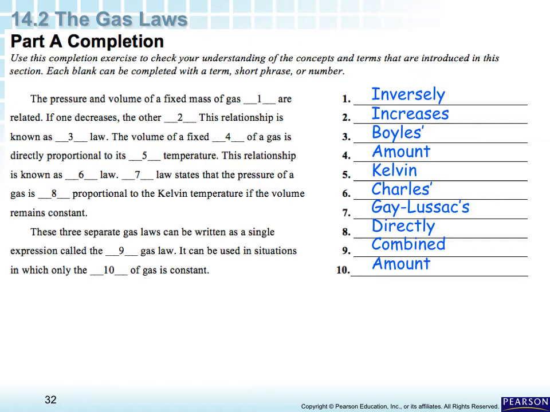Just realize that if you want to remember, pressure and volume are the only ones that go opposite. Temperature and pressure, temperature and volume all go the same way. So as the temperature goes up, the pressure goes up. As the temperature goes up, the volume goes up. But as the pressure goes up, the volume goes down. If you can just remember that, you can then easily go through the laws.